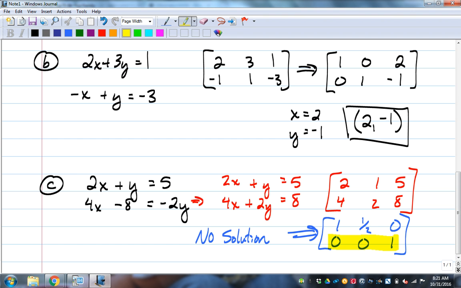If it's all zeros and then a number in the very last column, then that's no solution. Okay, so that's important to know. All zeros and then a number in the very last column, that's no solution. Or it's also called what? Inconsistent. Okay, so those are the little higher level words, I guess, that we'll use in here.